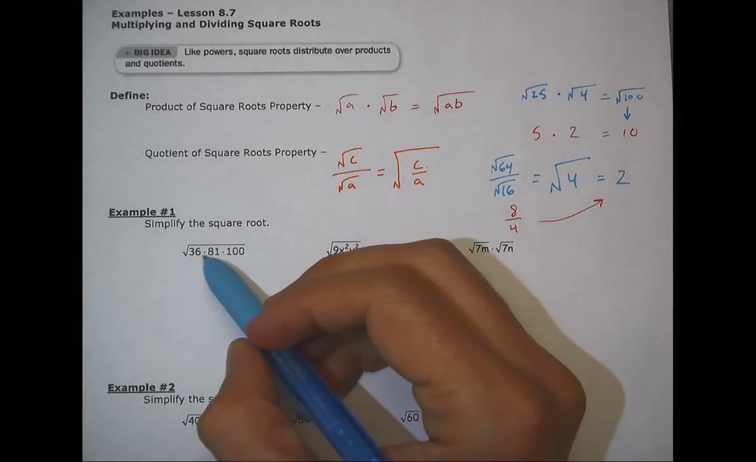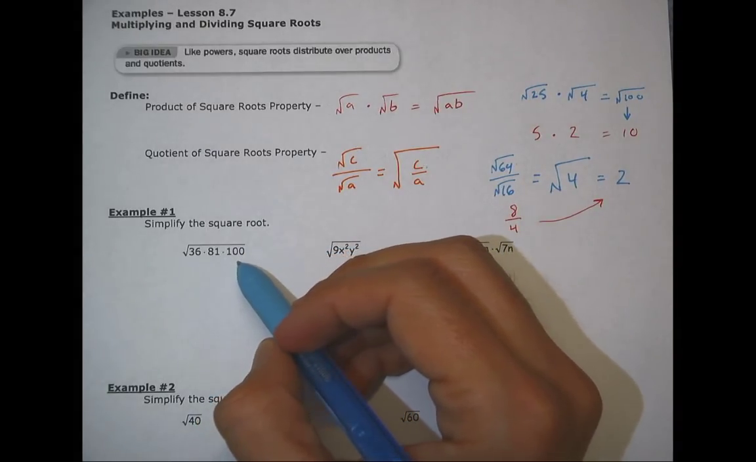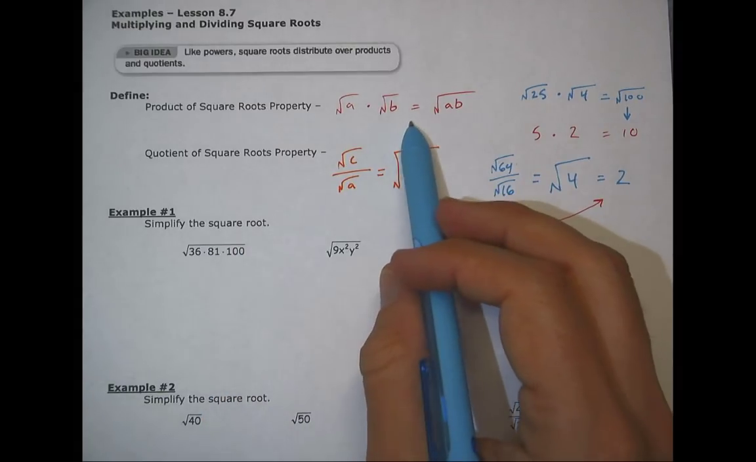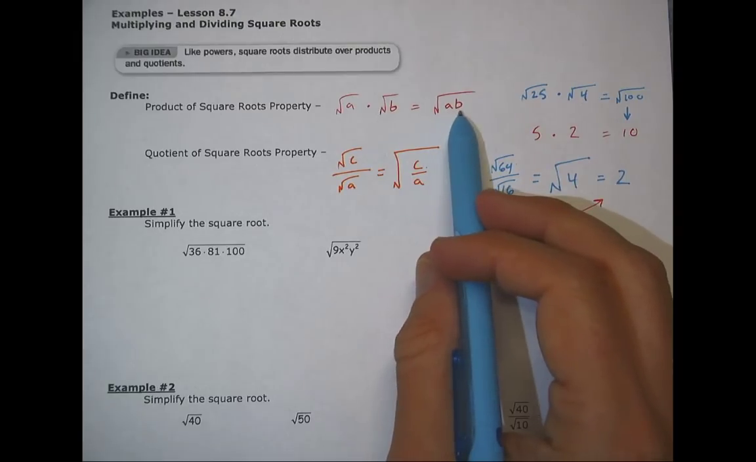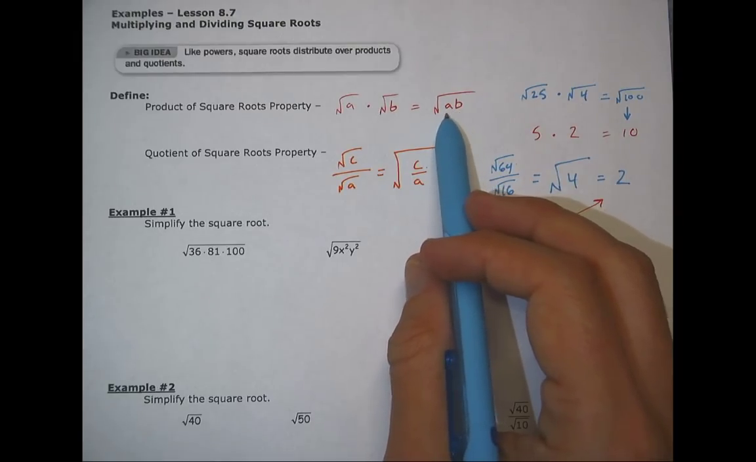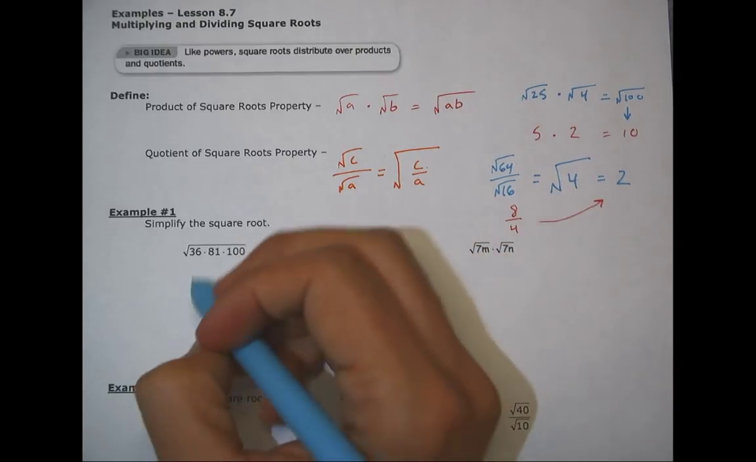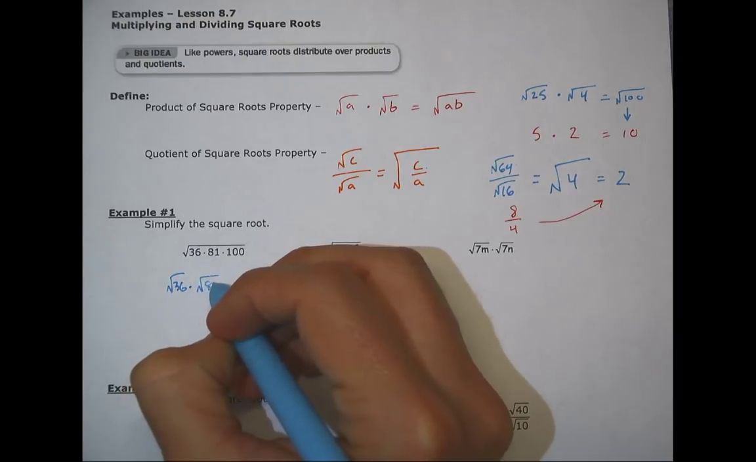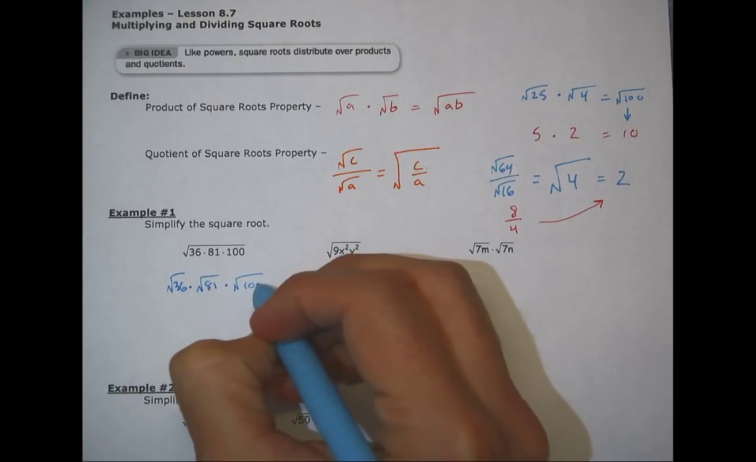So you can see here, this is already split up into three things being multiplied, so products underneath the square root. And so going the opposite direction, right now we have things underneath the square root being multiplied. We can go back and we can split them up. So this actually would be the same as the square root of 36 times the square root of 81 times the square root of 100.